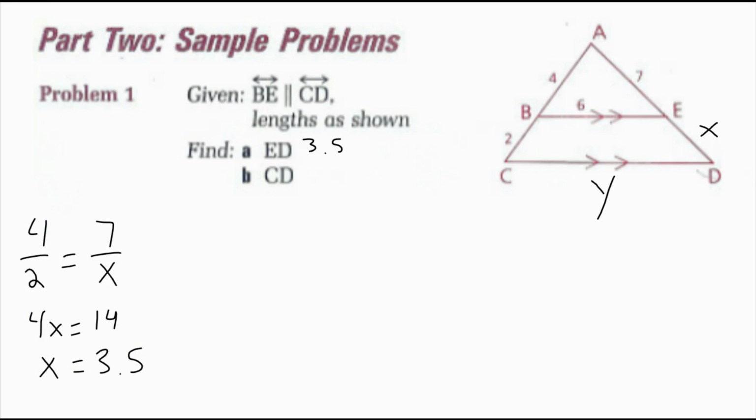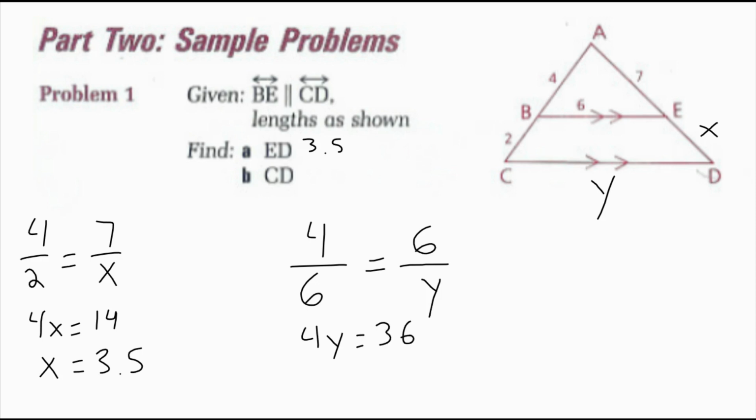Setting up this proportion, I'd have AB, which is 4, over AC, which is 6, because 4 plus 2 is 6. That's equal to 6, which is BE, over Y, which is CD. Now, if I use my means extremes product theorem to multiply this out, I'd get 4y is equal to 36.